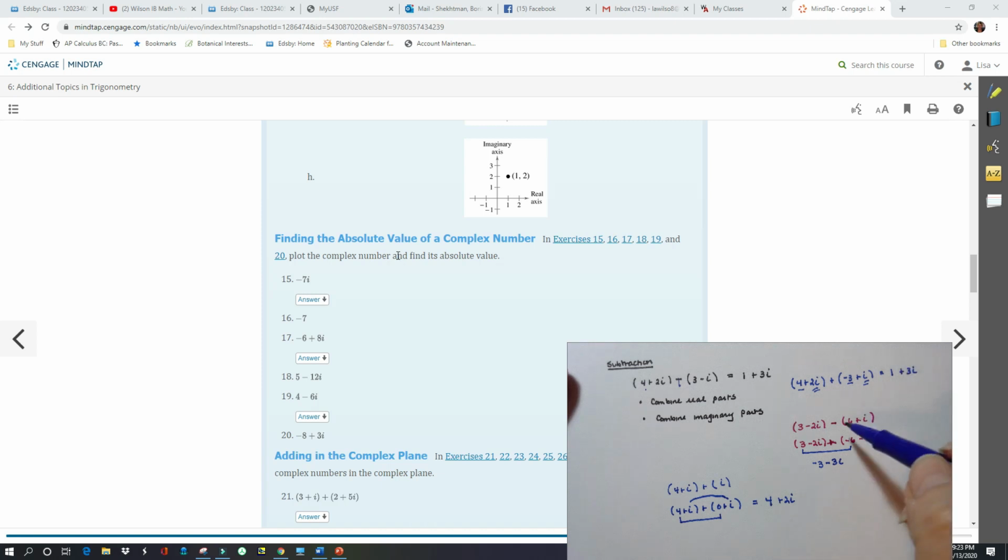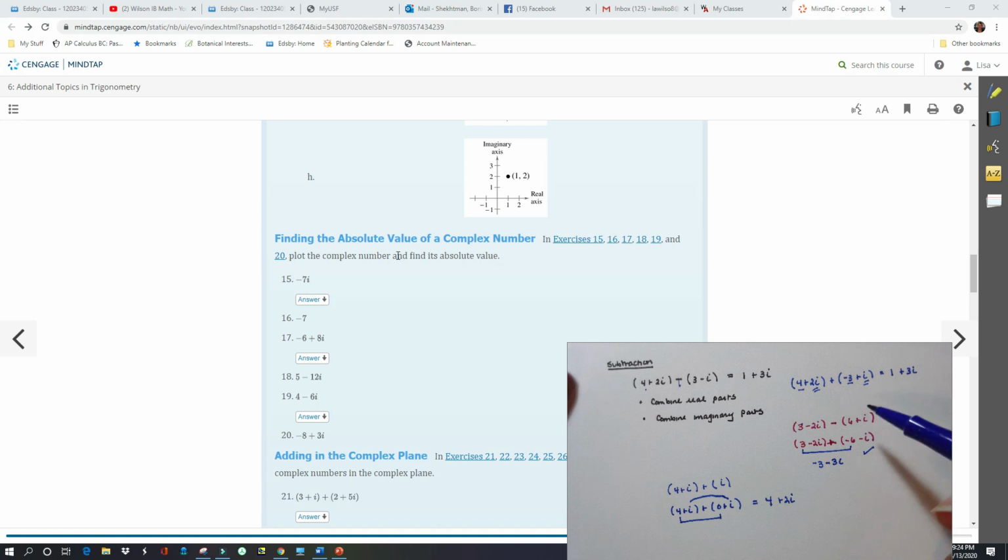And again, if you don't want to do this, because I don't, but if you're comfortable with that and it works, then use that. But if not, I just do 3 minus 6 is negative 3. Negative 2 minus 1 is negative 3.